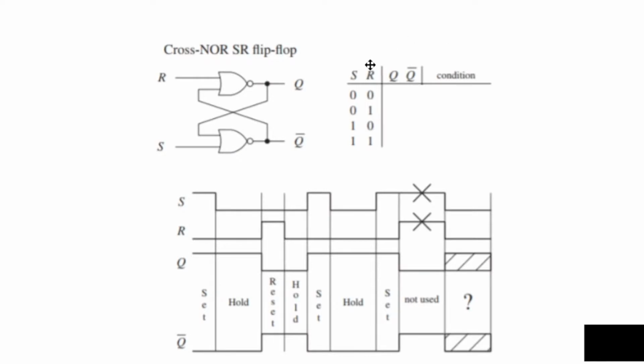We have two inputs, S and R, which stand for set and reset, and two outputs, Q and Q bar. When S is 1 and R is 0, Q is 1 and Q bar is 0. We have a set condition. When the values are flipped and S is 0 and R is 1, Q is 0 and Q bar is 1, and we have a reset condition.